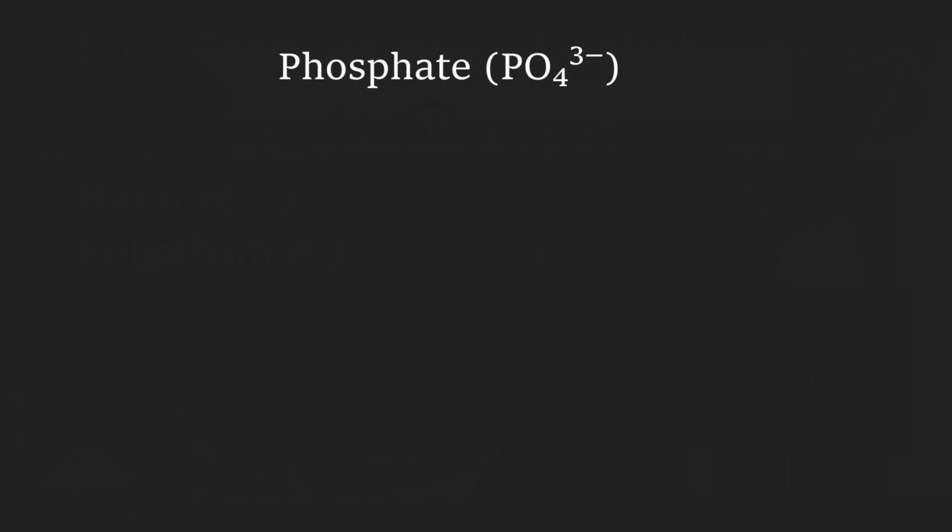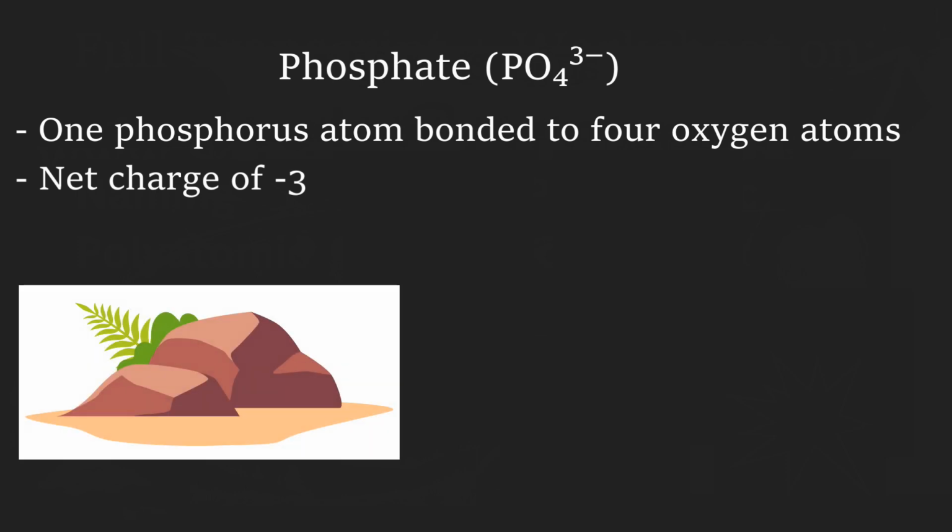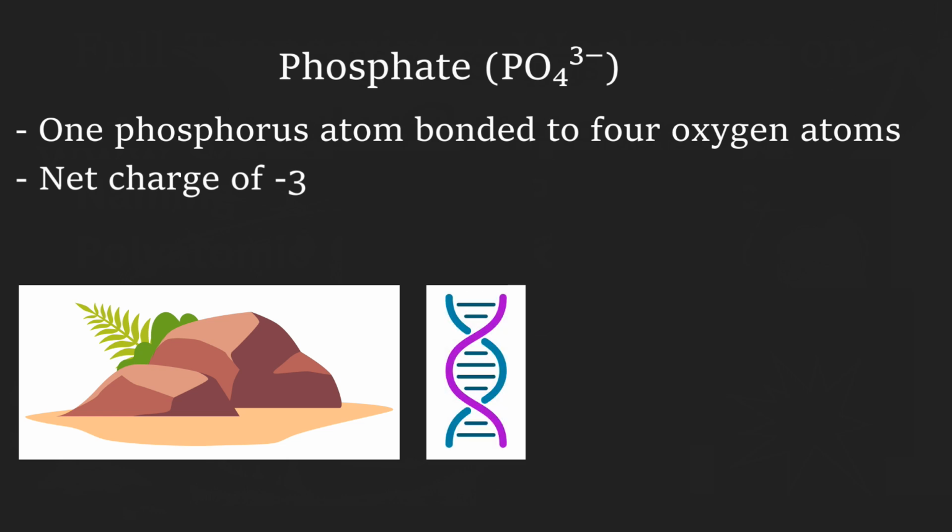Third on our list is phosphate. The phosphate ion is composed of one phosphorus atom bonded to four oxygen atoms, carrying a net charge of -3. In nature, it is found in soil, rocks, and water. Phosphate is vital for biological processes and for life, as it is a key component of our DNA and RNA, and also of ATP, adenosine triphosphate, which is what gives us energy in our daily lives.